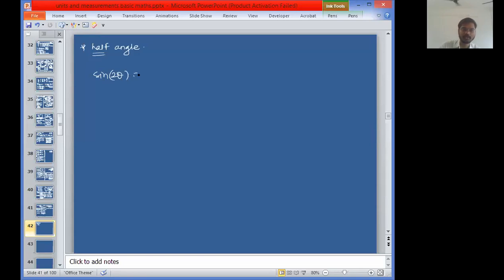If I write sine 2 theta as 2 sine theta cos theta, then can I write sine theta? See, this is 2 theta and here I have theta. Can I write sin theta as 2 sin theta by 2 cos theta by 2? Whatever angle is present here, its half is here, its half is here. If this is 2 theta, this is theta and theta. If this is theta, this will be theta by 2, theta by 2. Sin theta will be 2 sin theta by 2 cos theta by 2.